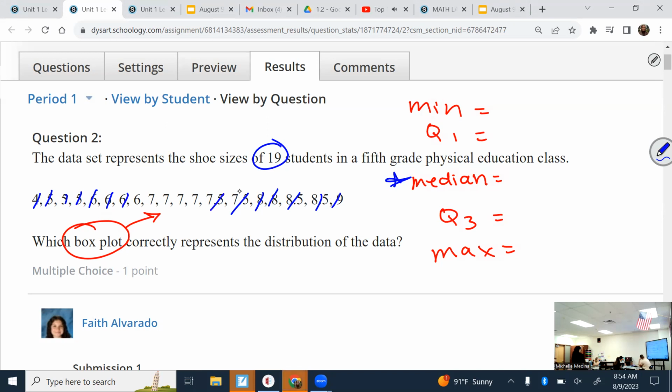So then my median, and I'm down to just all 7s, so it's definitely gonna be 7. All right, but this one's gonna be my median. So then when I'm looking at my box plots, I can eliminate all of the ones that don't have that middle part of the box on the 7. Okay, so you can automatically probably eliminate at least a few future options.